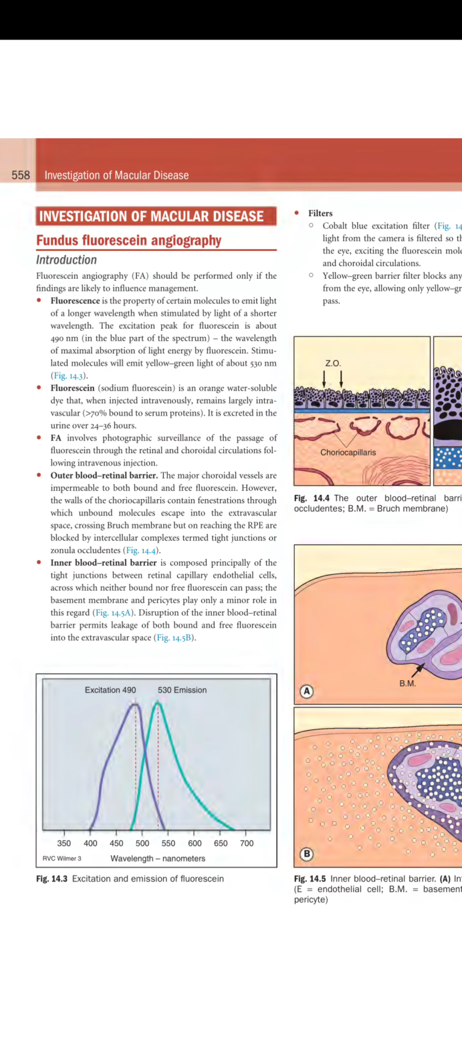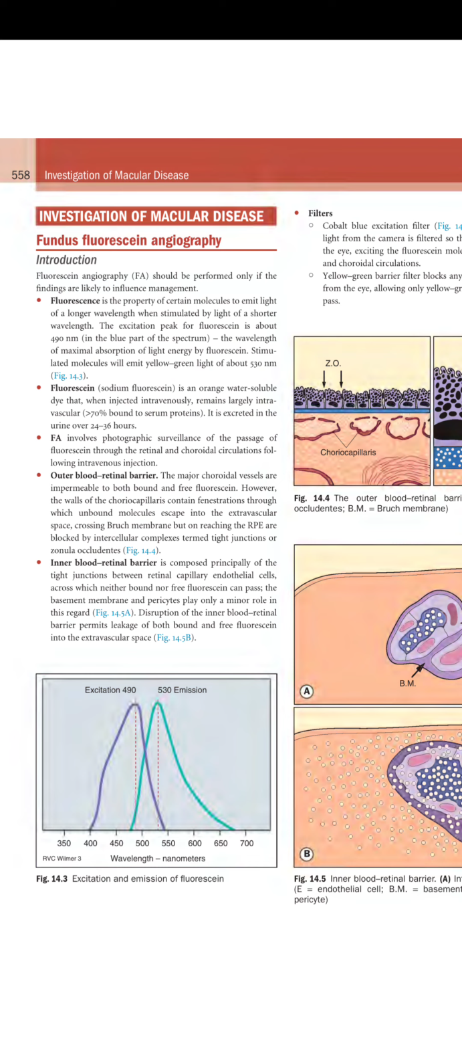We can see the blood flowing through the retinal blood vessels as well. It will give us imaging of the retinal vessels and sometimes choroidal vessels as well, and we can identify any area of leakage, any new vessels, and other findings. So, fundus fluorescein angiography introduction. It should be performed only if the findings are likely to influence management.